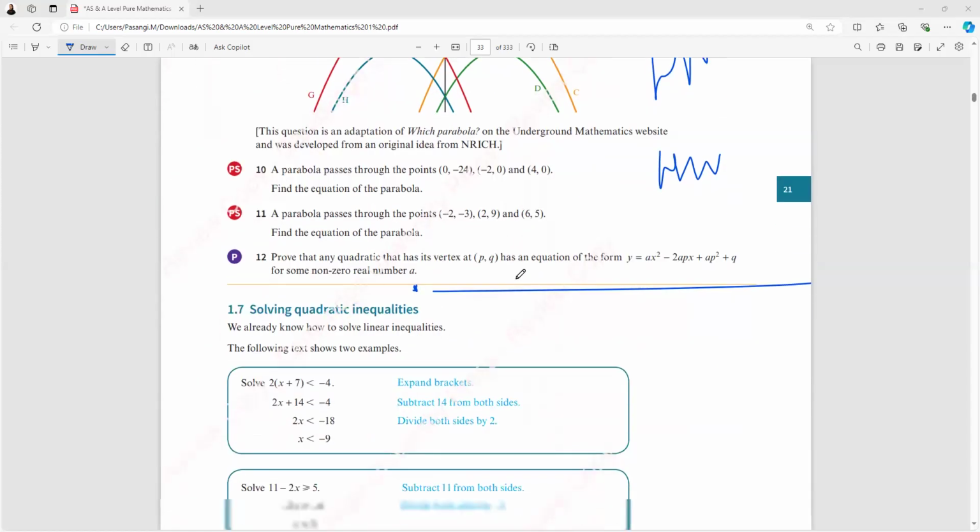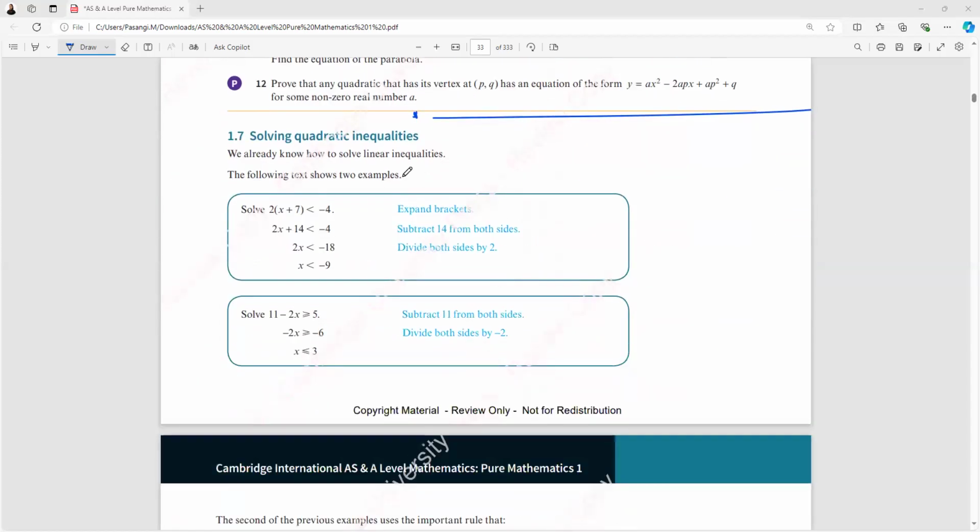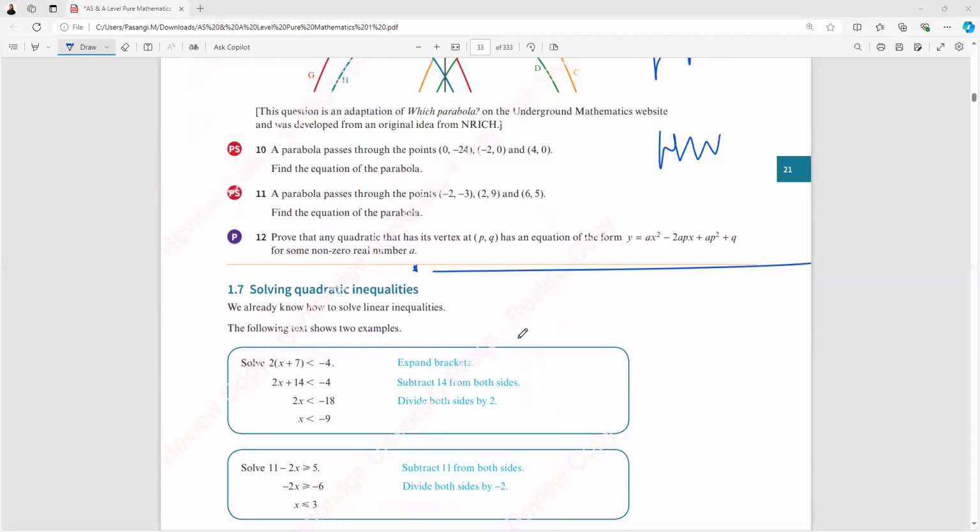Okay, so let me first explain the rest. 1.7 for the quadratic inequalities. Earlier we did the quadratic equations. From 1.7 and onwards, we are going to talk about the inequalities. Inequalities means these ones: greater than, less than, greater than or equal to, less than or equal to. For these ones, it's the same process we applied for the equations as well.